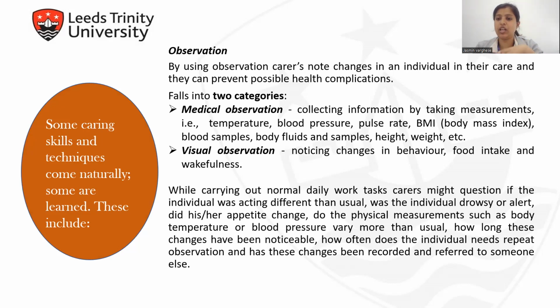Then visual observation, like whether the patient is having food or not, drinking or not drinking, behaving in a good way, mood change, manic, depressive or aggressive. Whatever you're observing, you have to write it in a proper way. You have to escalate the issues to your head if they are showing some unusual behavior. If you follow these things in your day-to-day caring process, definitely you can provide 100% quality care to your patient.